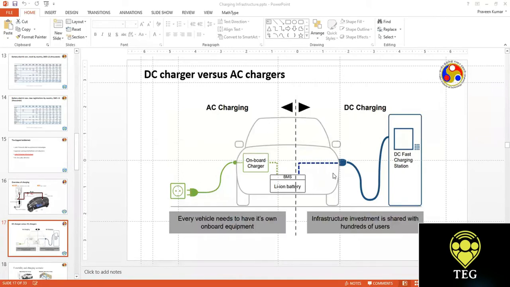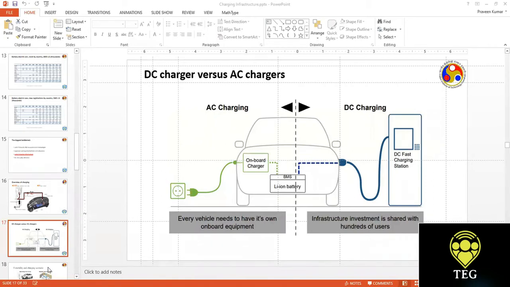Now there is something which we have to keep in mind. An AC charger, since it's an onboard charger, means the vehicle has the charger related electronics, so it tends to be heavier for the vehicle. Whereas the DC charger, which essentially is an off-board charger, is lighter from the vehicle's perspective. So that's the big difference between the two.